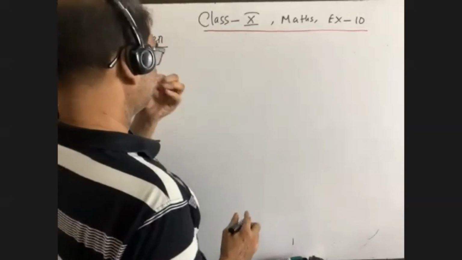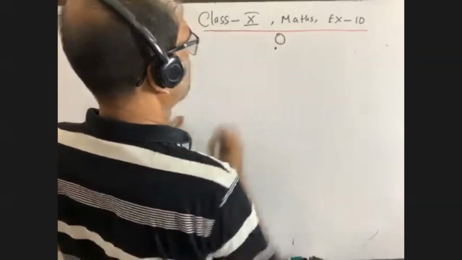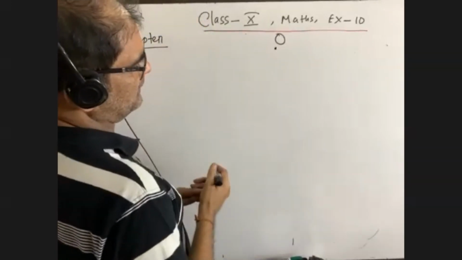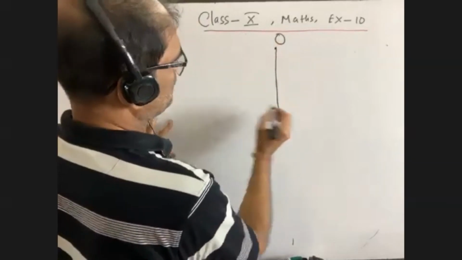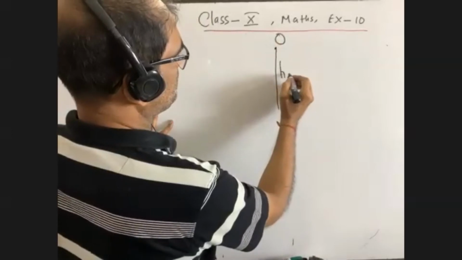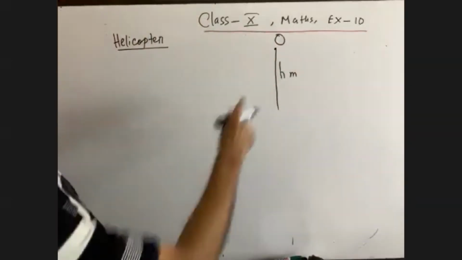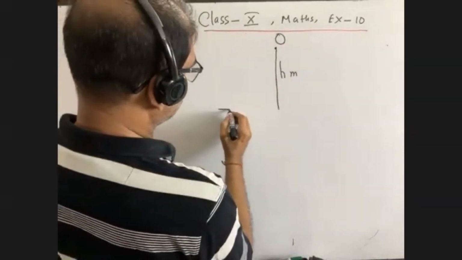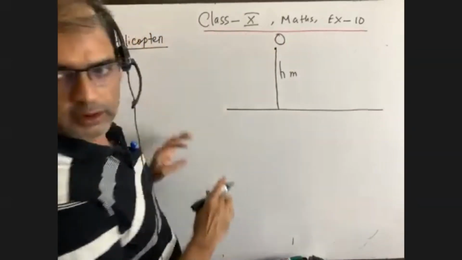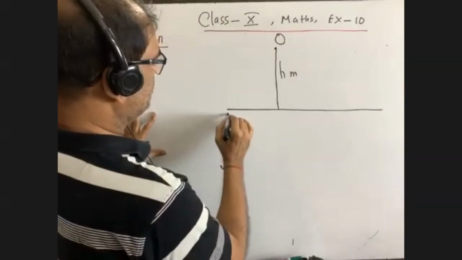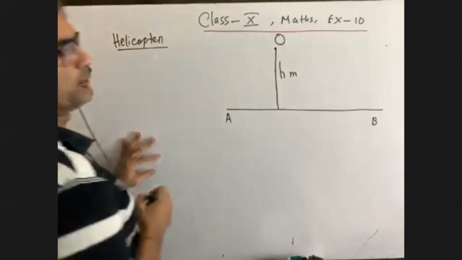Very important. Suppose this is a point O, and the helicopter is here. Suppose it is at a height of 8 meters from the ground. And the helicopter is in this position, so that you see 2 consecutive kilometer posts. Suppose A is the top of one post and B is the top of another kilometer post.